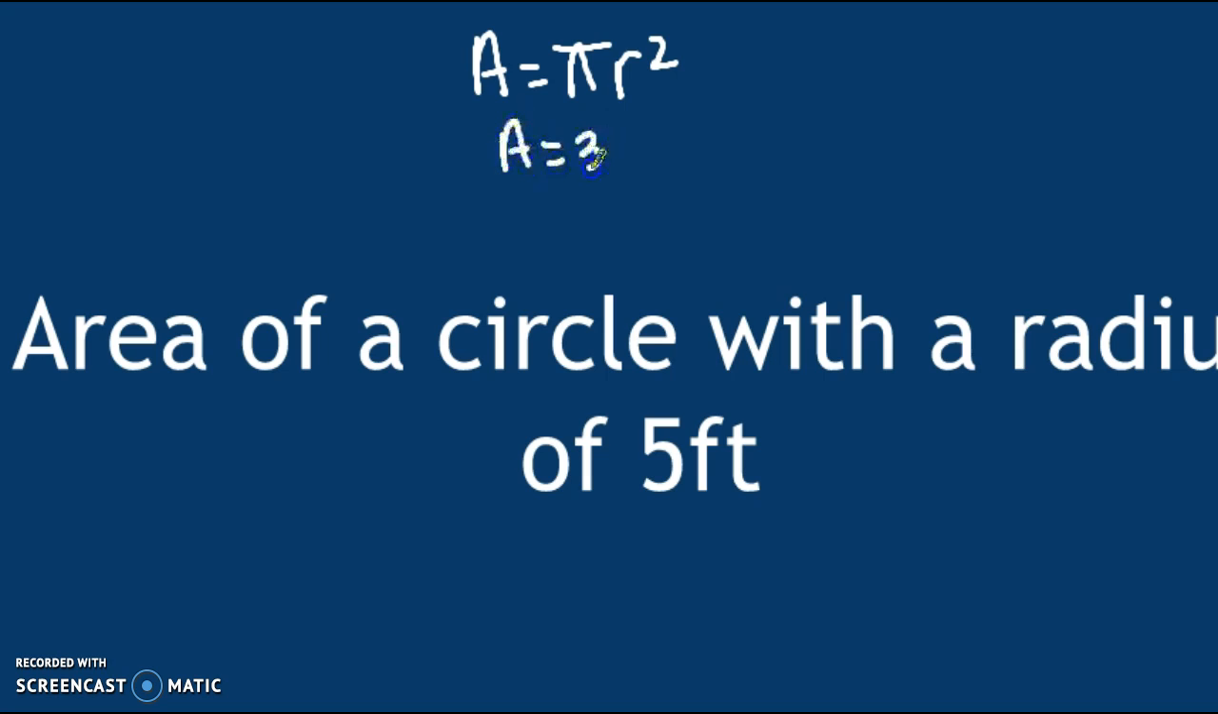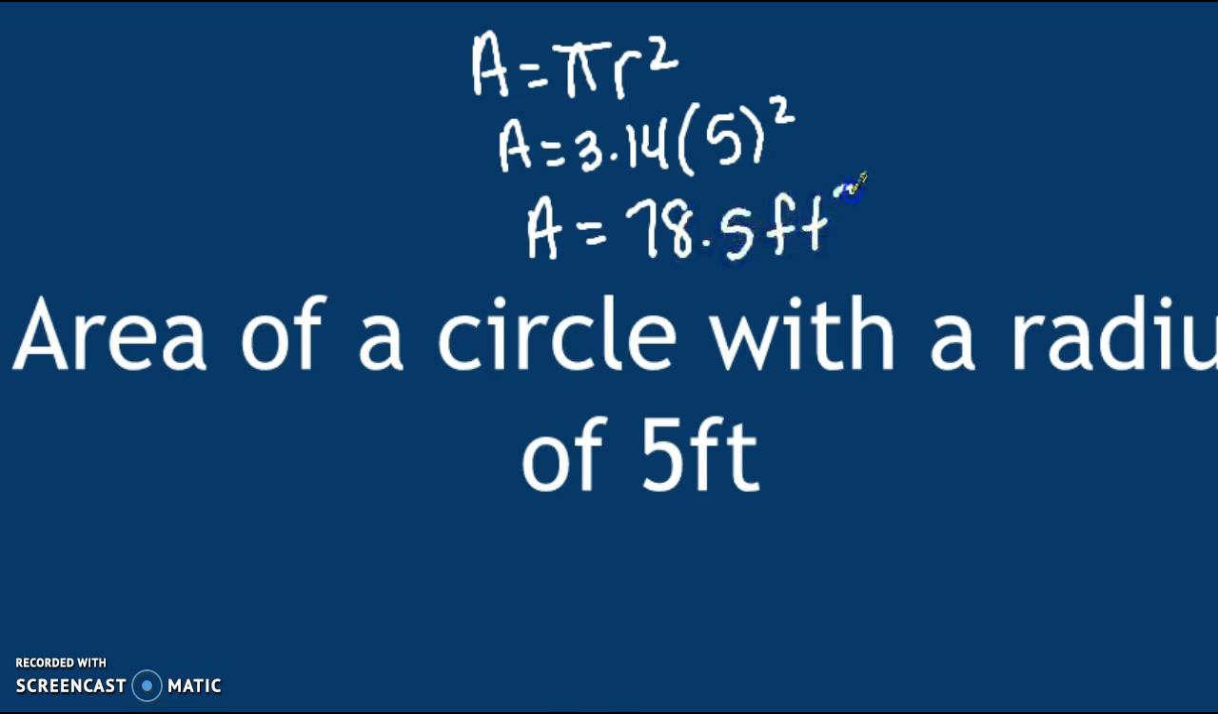The area of a circle with a radius of 5, area equals pi times the radius squared. So area equals 3.14 times the radius is 5 feet. So this means 5 squared means you're multiplying the radius by itself, not times 2, by itself. And when you plug that in, you get that the area is 78.5 square feet. Make sure area is squared.